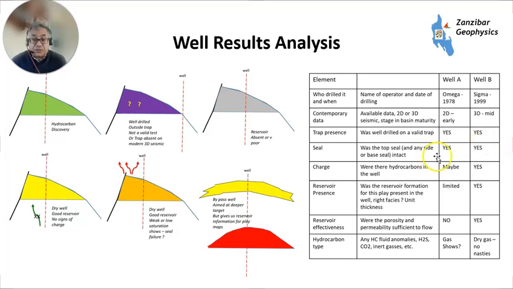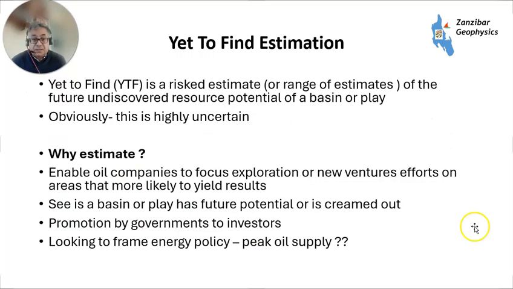Was a well drilled in a valid trap? Was it a valid top seal? Were there hydrocarbons in the well? Was the reservoir any good in this particular well? Case: well A was drilled outside the reservoir fairway because they didn't have 3D seismic at the time with amplitude anomalies, and had a bit of gas shows, whereas well B was a discovery. So this is actually based on a real field, but I won't obviously name the company involved.